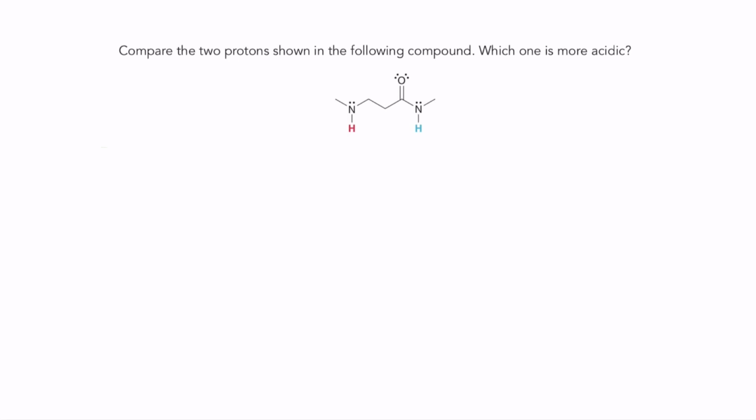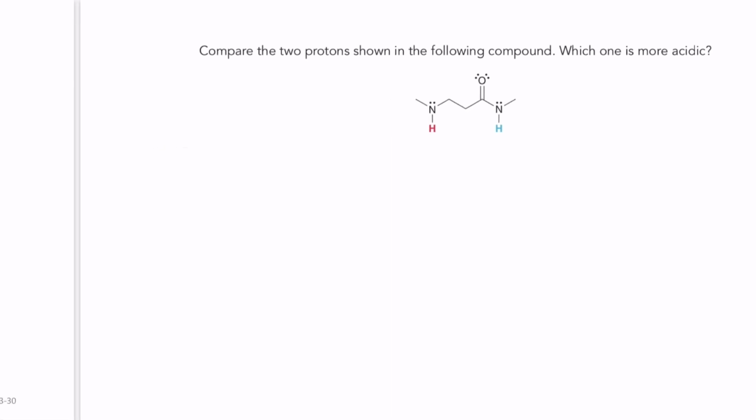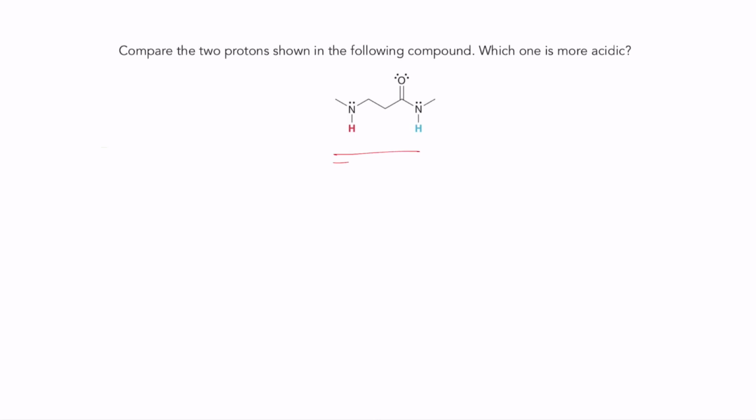So let's try this problem. I'll be solving this and I'll be giving you some more examples. So let's try this problem here. In this structure, notice that there are two protons again, red and blue, and they are asking us to compare which one is going to be more stable. So use each proton and try to draw its conjugate base first.